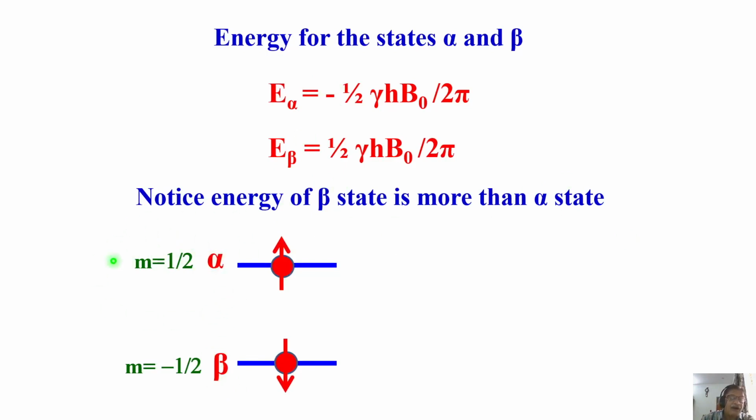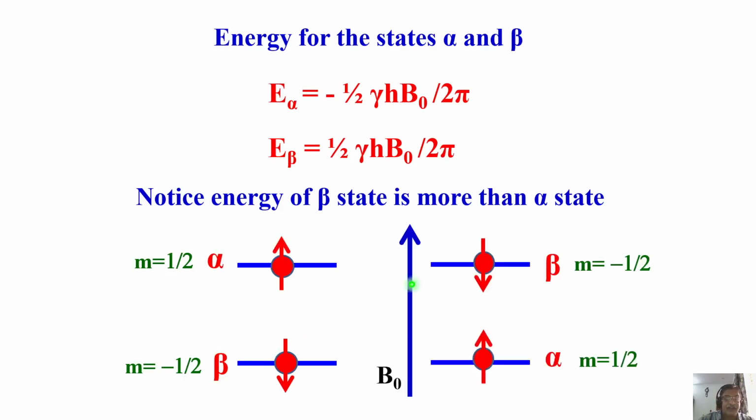For m equal to half, the alpha state, it is like this, and for the beta state, it is like this. Alpha and beta refer to the orientation of the spin in the direction of the field and in the opposite direction of the field. For m equal to half and m equal to minus half, they are given like this. But in the presence of the magnetic field, this gets interchanged because of the negative sign. So beta appears to be the higher energy, alpha is the lower energy.